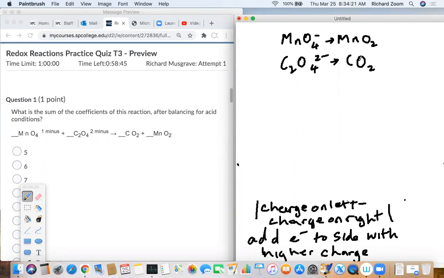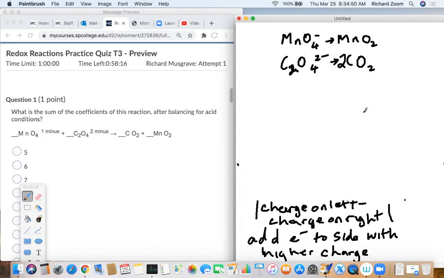The next thing we need to do is balance the atoms. We've got one Mn and one Mn, so those are balanced. Here we've got two C's and one C, so I need to put a 2 in front of the CO2. Does anybody have any questions about that? The next step is to balance the oxygens. All right, so this will test you a little bit.